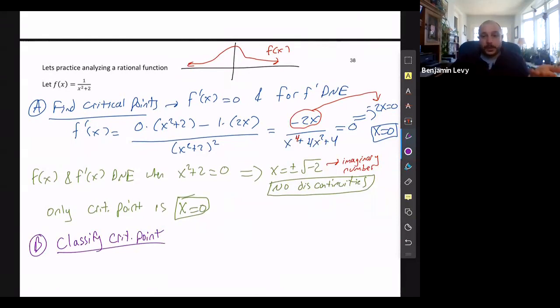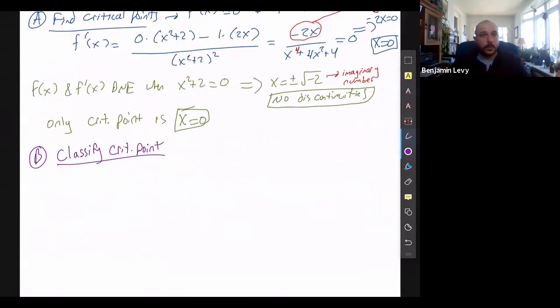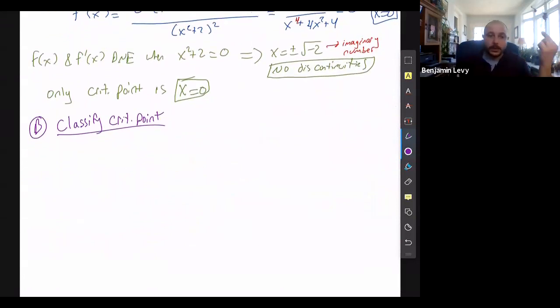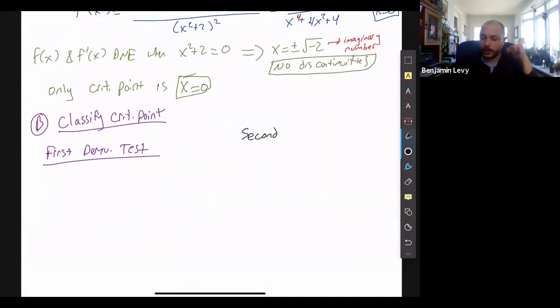So the thing that I'm going to ask you to do on Friday, one of the big things on the test, is finding the critical points like we just did, and then classifying them one of 2 ways, either using the first derivative test or the second derivative test. I'm going to do it both ways here. It's important. I'm going to ask you to do it both ways on the test too. So you need to know both of them, right?